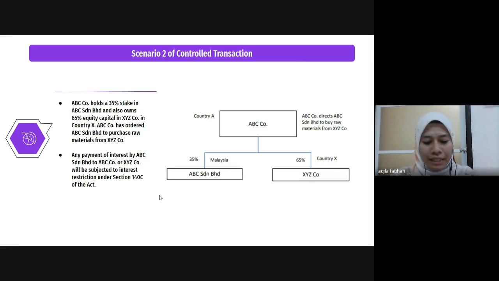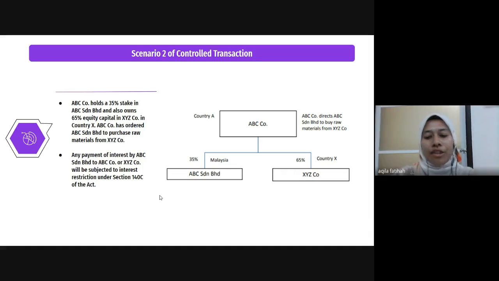So this is equal to criteria B, which provides the business control condition: business activity such as purchases that relate to the condition that supply is influenced by a third person. Because of that, any payment by ABC Sdn Bhd to ABC company or XYZ company will be subjected to interest restriction under section 14C.